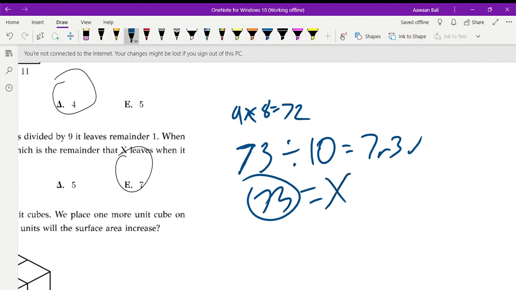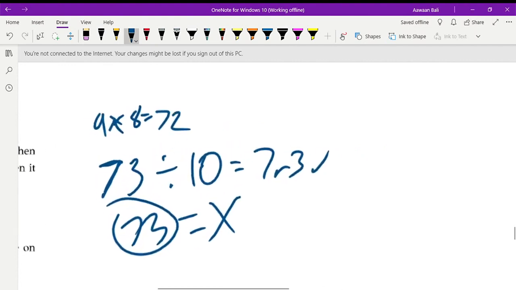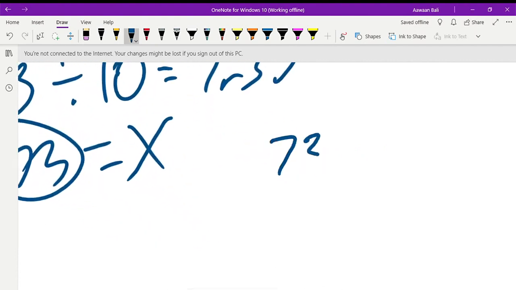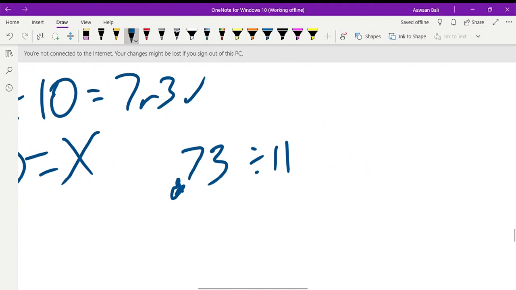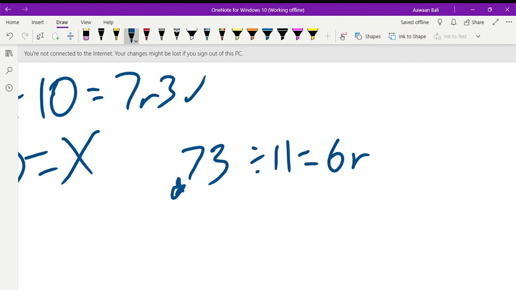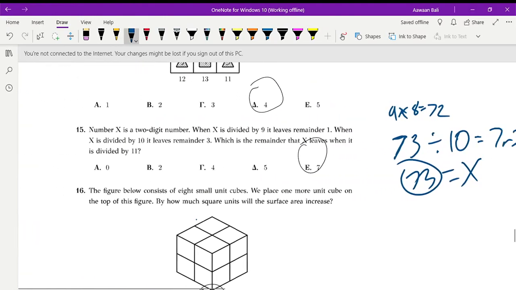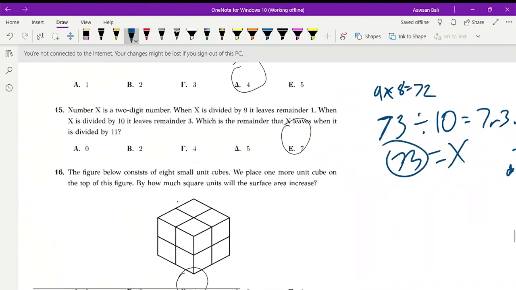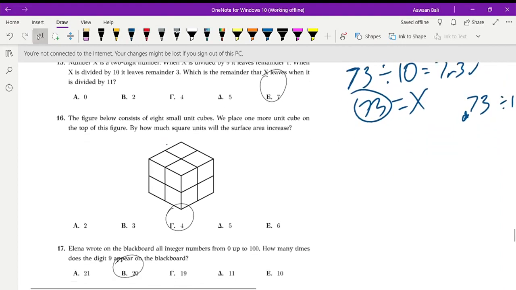But now it's asking what the remainder will be when it's divided by 11. So 73 divided by 11. It's definitely not bigger than 77, but it's definitely bigger than 66. So you can say that's 6, remainder 73 minus 66, which is 7. So we put the remainder 7, and therefore the answer to question number 15 is eta, 7.